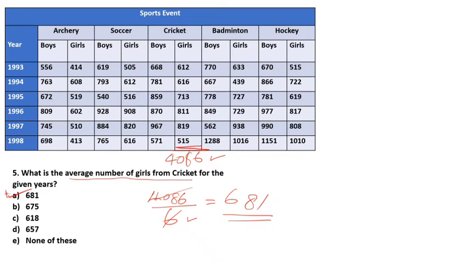Understand this type of questions are very common. What we need to find out? Average is what we need to find out. So what is average? Average is given by the formula: average is equal to total sum divided by total number. Here the total sum is 4086 and total number is 6. So the answer is 681.